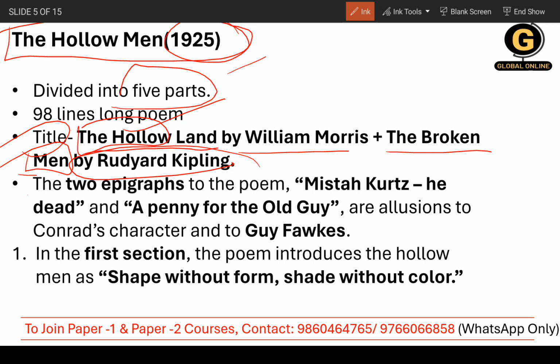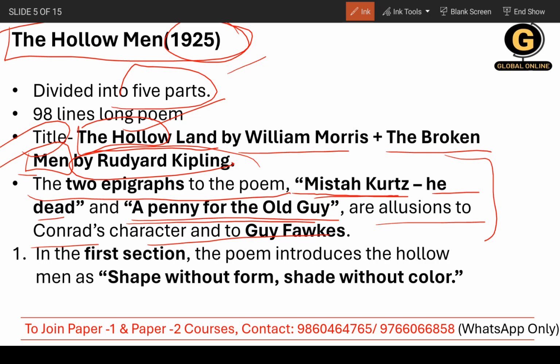Now, the 2 epigraphs to the poem, like from where it was taken: Mr. Kurtz, he dead, and A penny for the Old Guy, are allusions to Conrad's character and to Guy Fawkes. So this is also an allusion that has been used here. The 2 epigraphs to the poem are Mr. Kurtz, he dead, a penny for the Old Guy. These are the things that you have to remember. There is no option here.